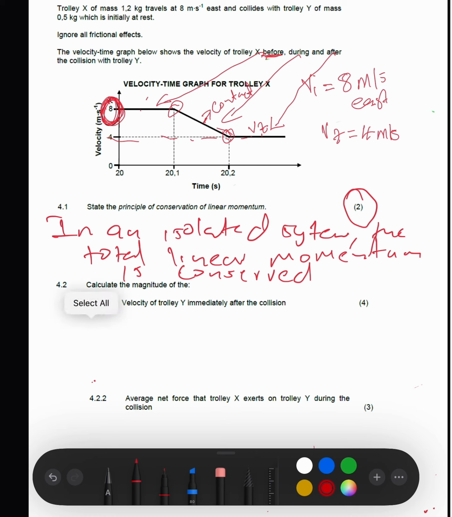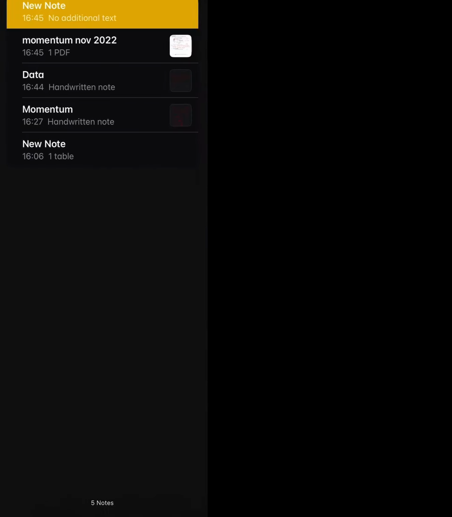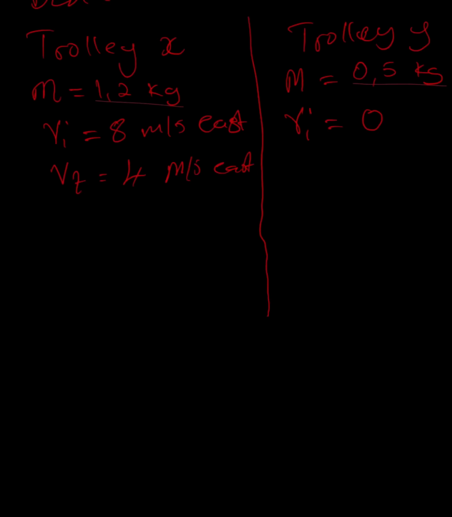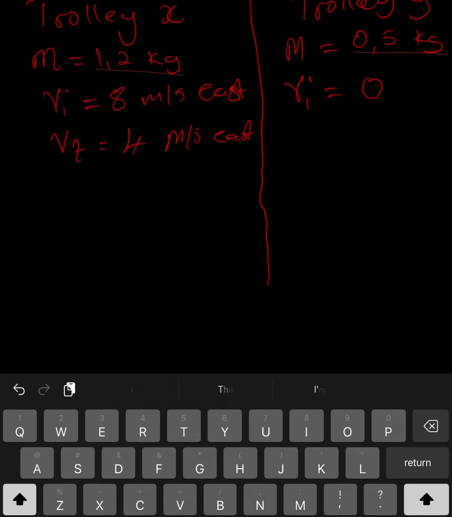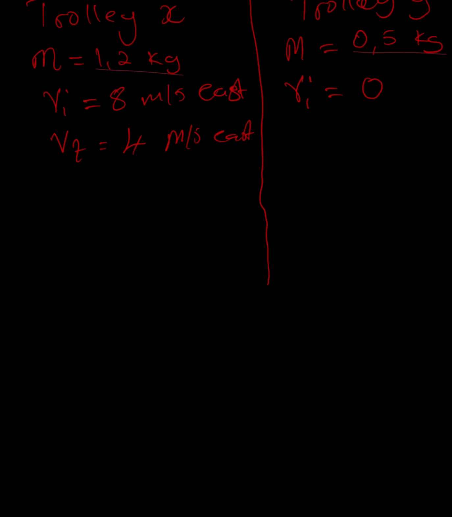Number 2, it says calculate the magnitude of the velocity of Y immediately after the collision. How do we calculate that? Let's go to where we have our data and try to calculate that. So what do we do now? We're using the principle of the momentum: the sum of the momentum before is exactly equals to the sum of the momentum after.